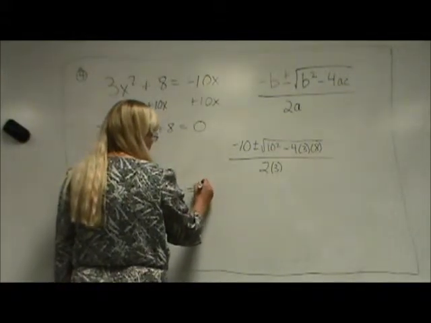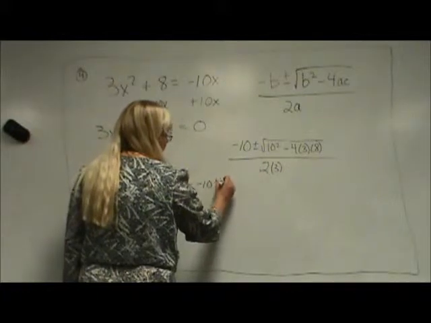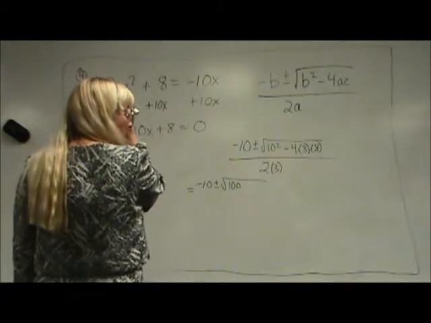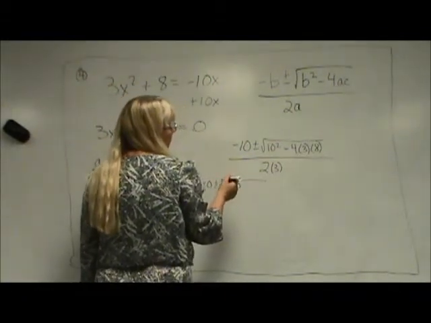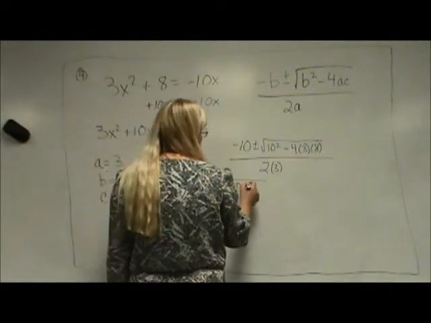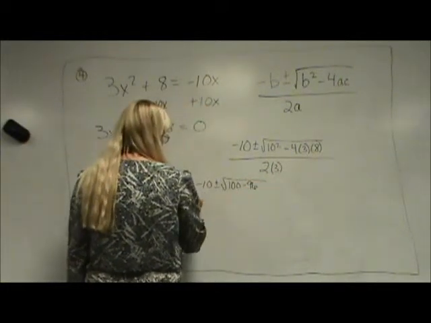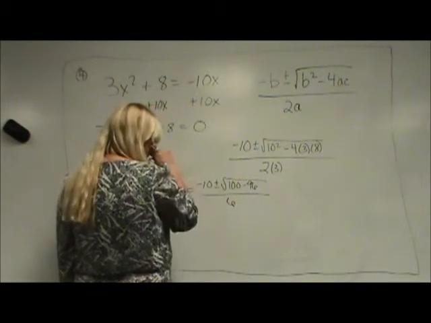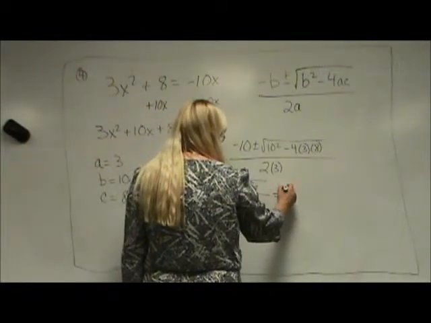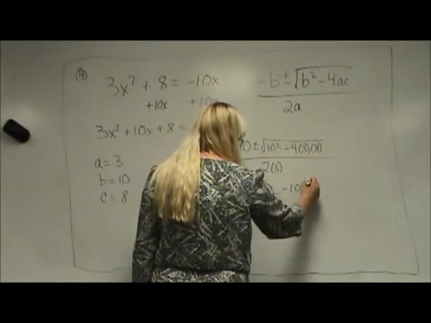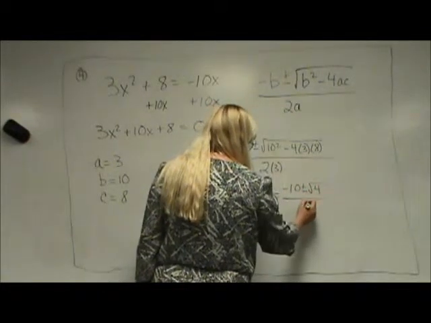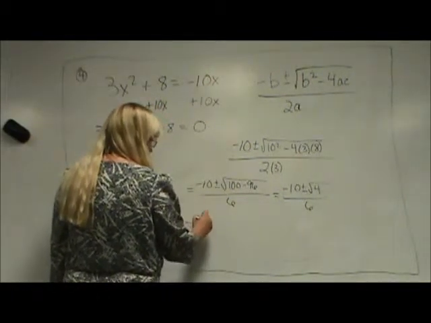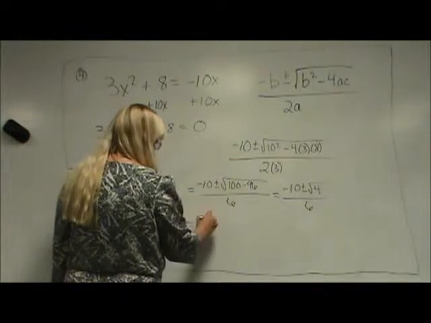Solving that, we'll get negative 10 plus or minus the square root of 100. 8 times 3 is 24. 4 of those is 96, so it'll be 100 minus 96, divided by 6. So we get negative 10 plus or minus square root of 4 divided by 6. And again, we can take the square root of 4 since it's a perfect square.